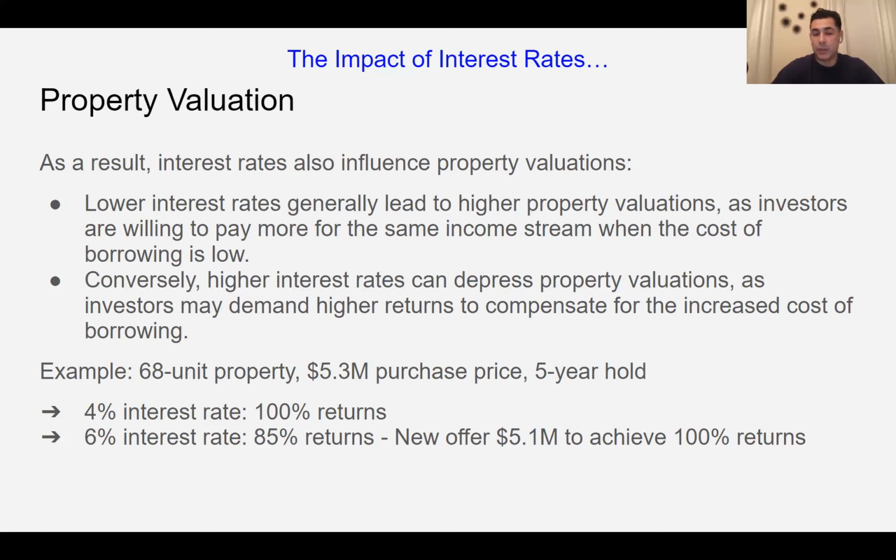a 1.85 equity multiple. Now, in order to achieve that same 100% return, that $5.3 million property should have been purchased at a lower purchase price of $5.1 million. Because of the higher interest rates, you needed an offset in order to achieve those returns. Therefore, this is just another impact of interest rates on the valuation of property.